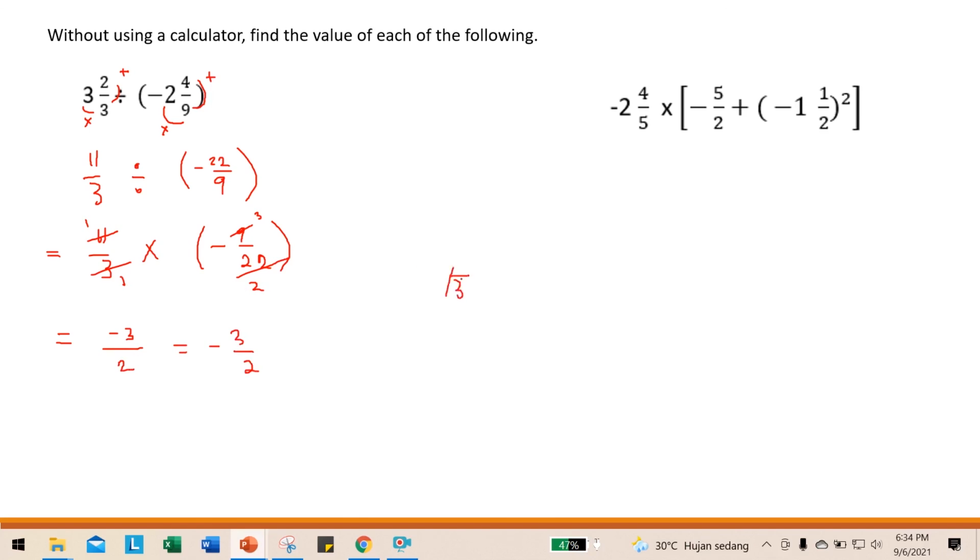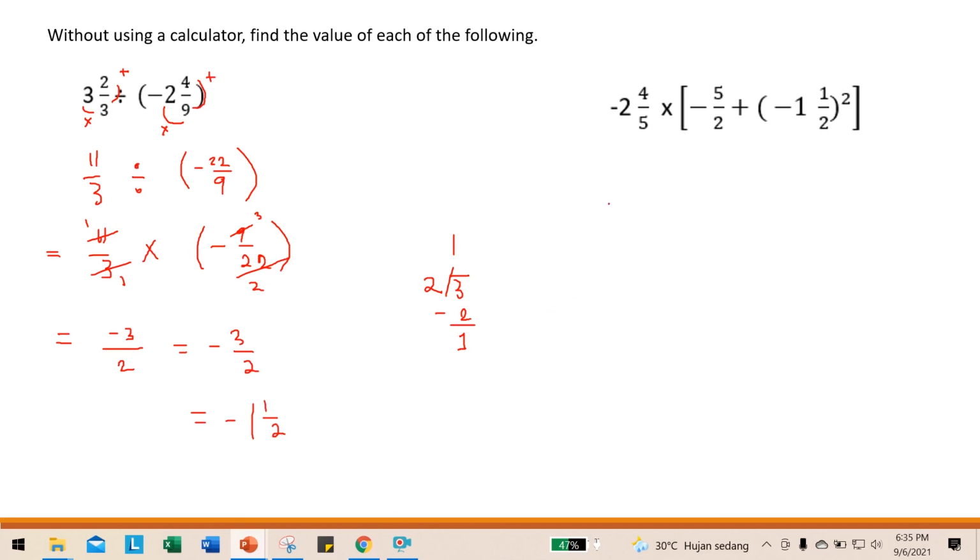3 divided by 2. 2 times 1 is 2. Remainder 1. So the answer is negative 1 and 1 out of 2. Then how about question B?